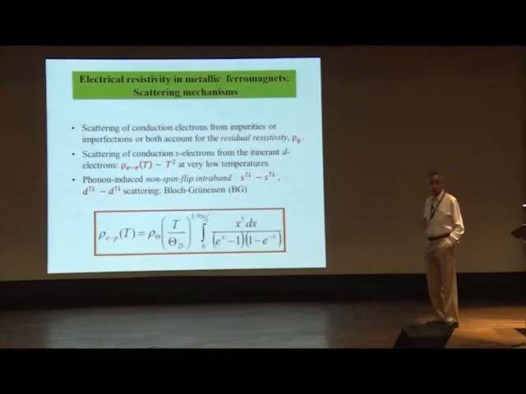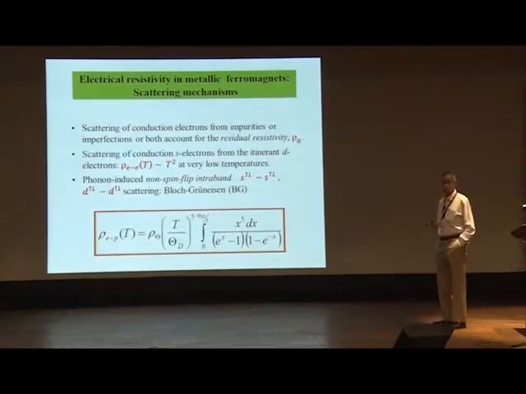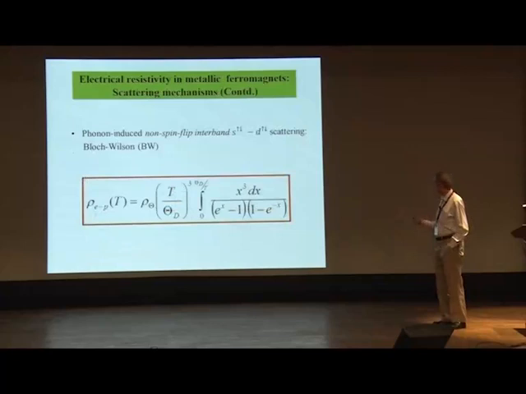Then one can have also electron-phonon scattering, and there are two types of electron-phonon scattering. One is the phonon-induced non-spin flip intraband scattering, which is the well-known Bloch-Grüneisen expression, that goes as T raised to power 5 at low temperatures. And then we also have phonon-induced non-spin flip interband scattering, s-d scattering. This is Bloch-Wilson.